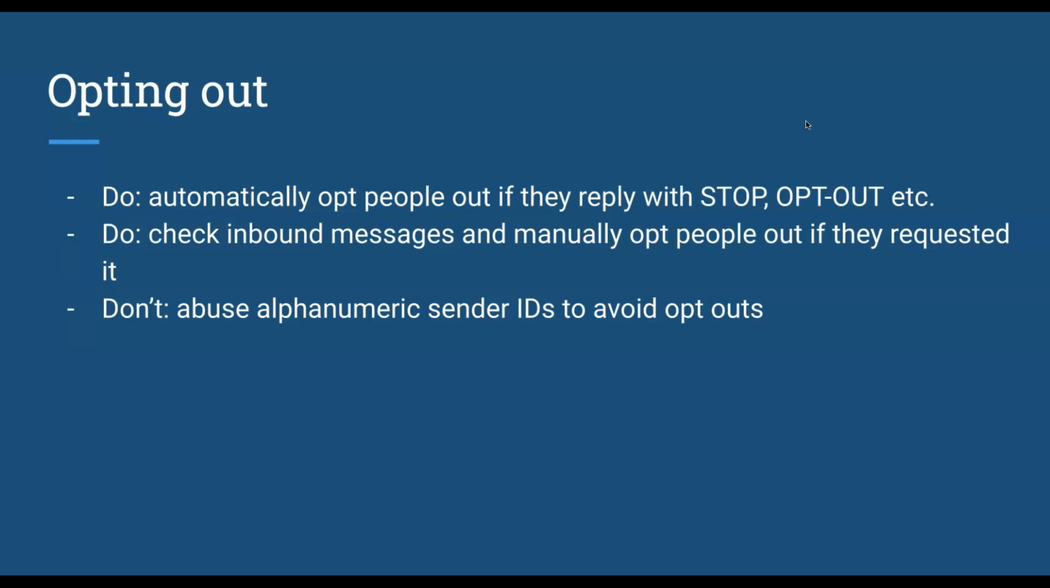Sometimes people will reply with something like, stop sending me messages, and because it's not an exact match, they might not be opted out automatically. You'll need to check replies, and if someone has written a message where their intent is clear that they don't want to receive any more, you should opt them out yourself at that point. One thing that you can do to be a bit dodgy is, in some countries, not in the US, but in Australia, use alphanumeric sender IDs where it will send from letters instead of from a phone number, and people can't actually reply to that. If you do that, you need to include a URL to allow them to opt out instead.